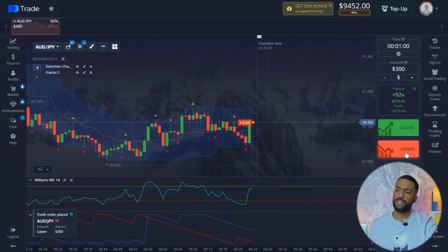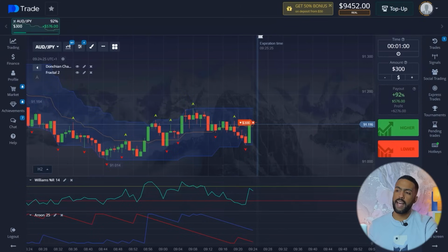And I'm making a down trade for $300 for 1 minute. And the price has risen sharply and the Williams line occupies a horizontal position and even slightly decreased. This is a clear signal of a new possible reversal, but now in the direction of a decline in price.